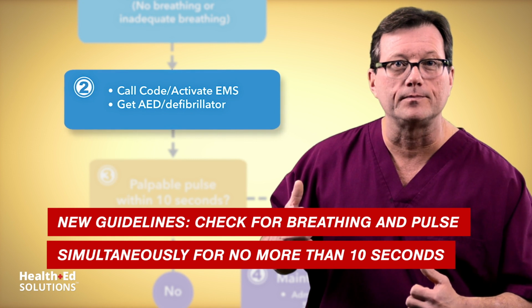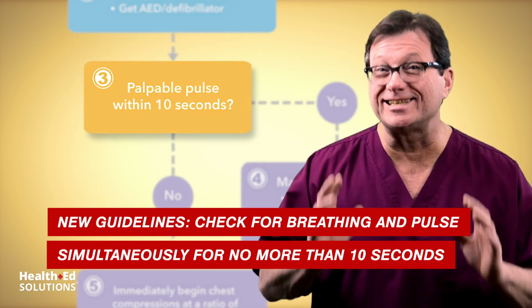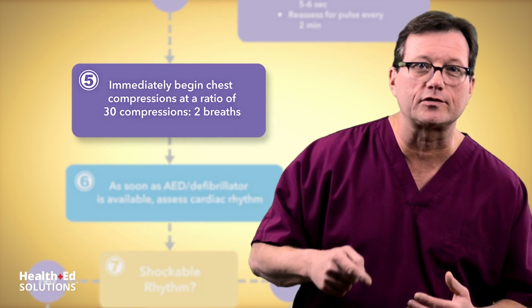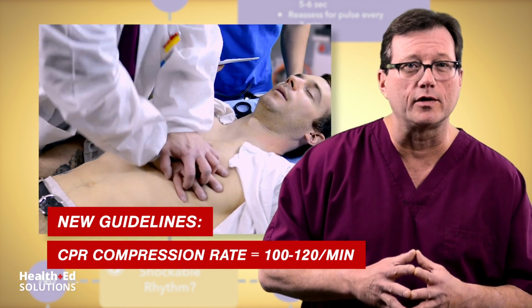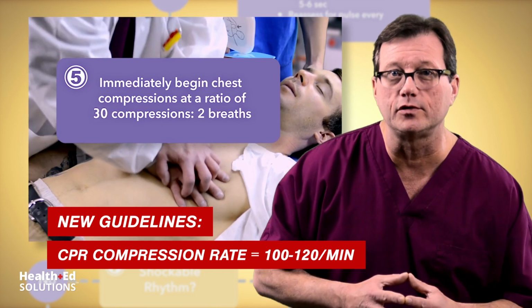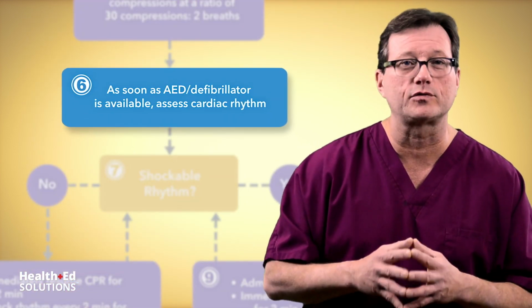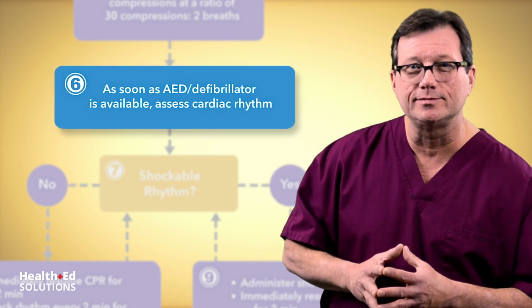Get some help coming. Next step, check for a carotid pulse, but remember, spend no more than 10 seconds checking for that pulse. Next, begin chest compressions. We're going to do our compressions at a rate of at least 100, at a compression to ventilation ratio of 30:2. And we're going to get the AED or the defibrillator on the patient as quickly as we can. So let's take a peek and see what that looks like, shall we?